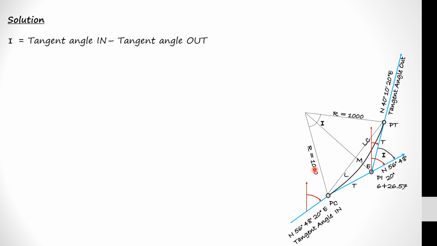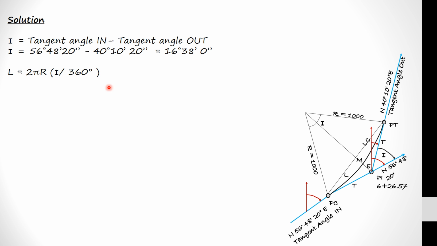So the intersection angle is 56 degrees, 48 minutes, 20 seconds minus 40 degrees, 10 minutes, 20 seconds. So that intersection angle right here, this one right here, is 16 degrees and 38 minutes.